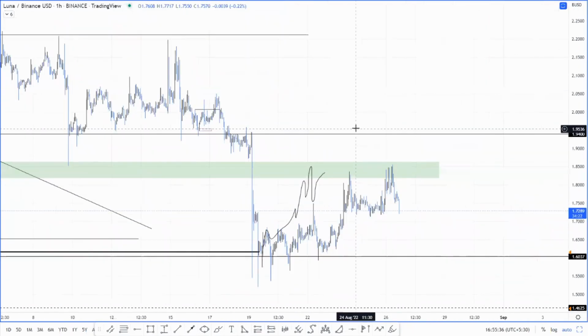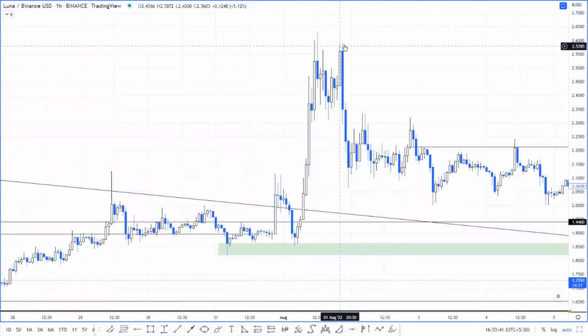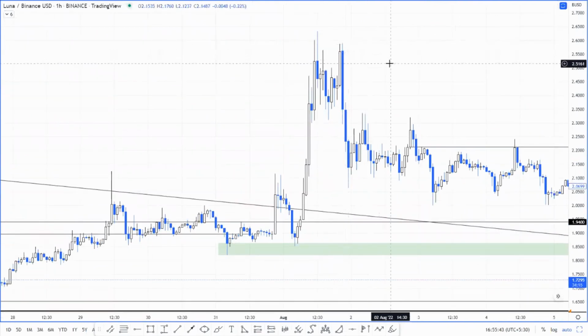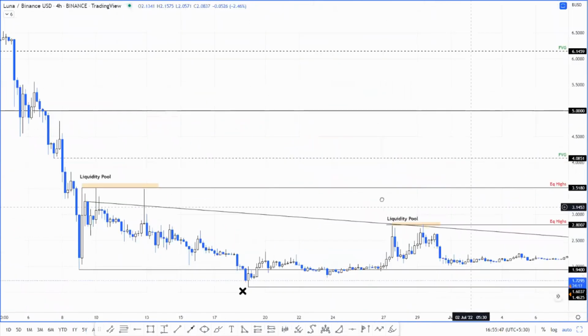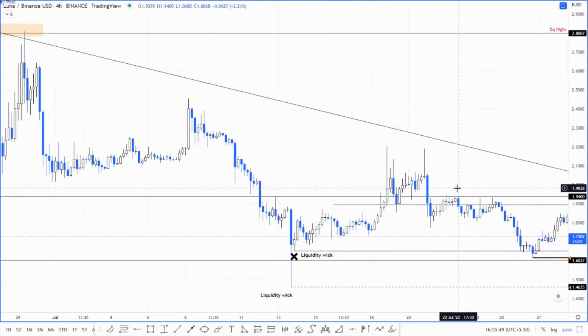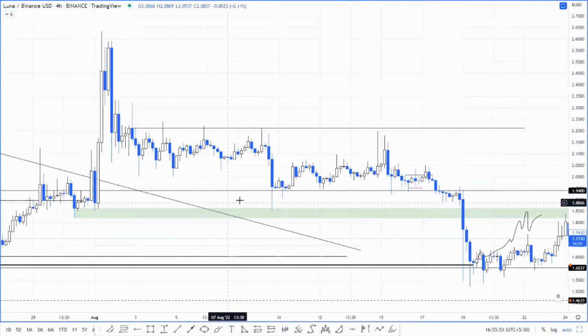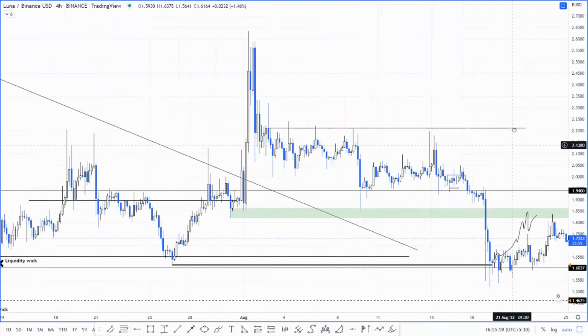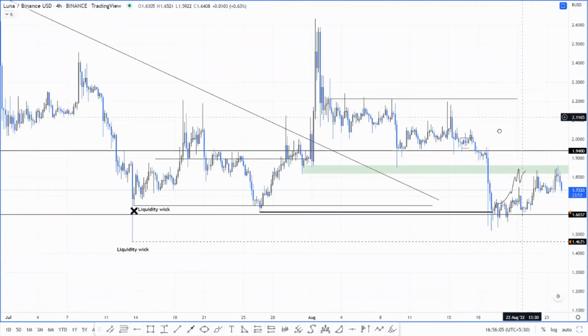Technically the price kind of did produce equal highs of sorts. So what I'm expecting now, and what I discussed in my previous video, is that there was a 4-hour demand zone here, but the price broke below that particular demand zone. It was indicated on this particular candle. So I expected the price to drop down, and I mentioned that if it sweeps this low, I would look to long Luna.